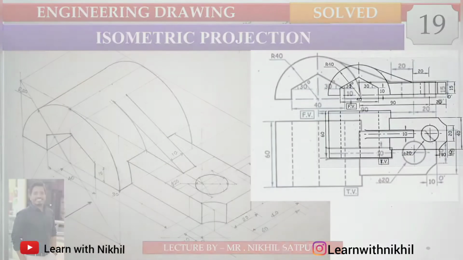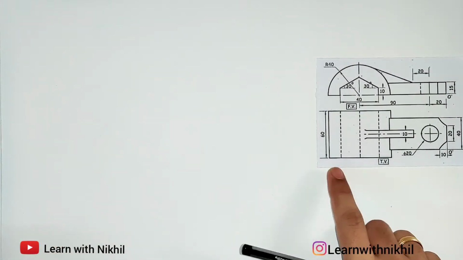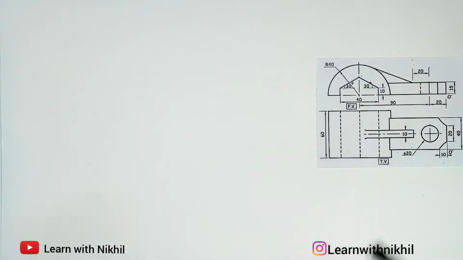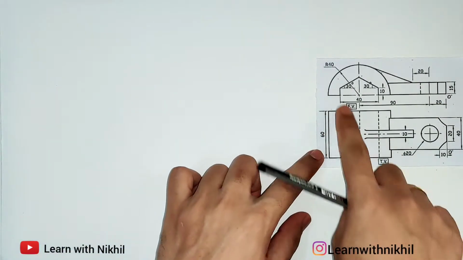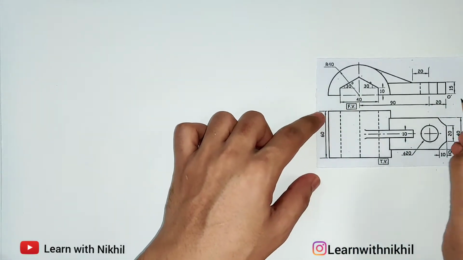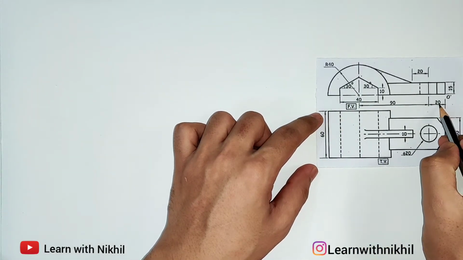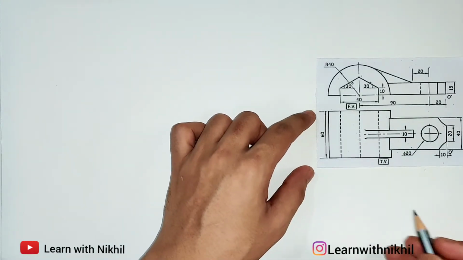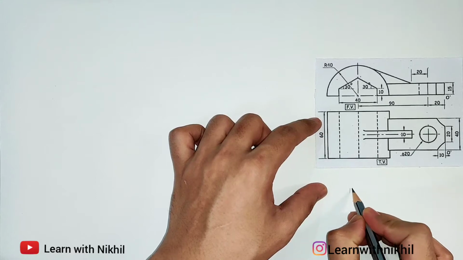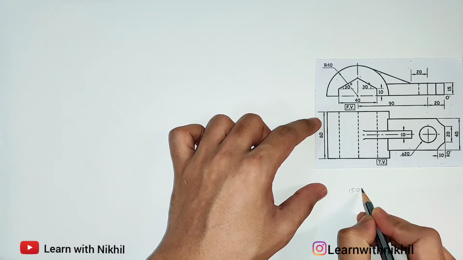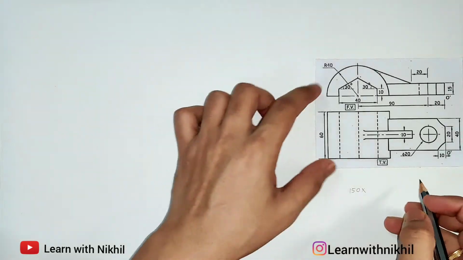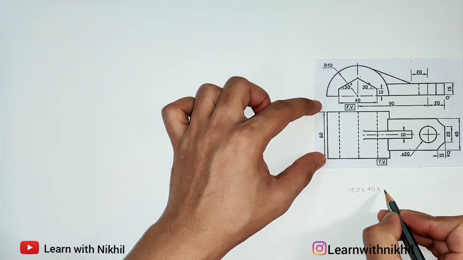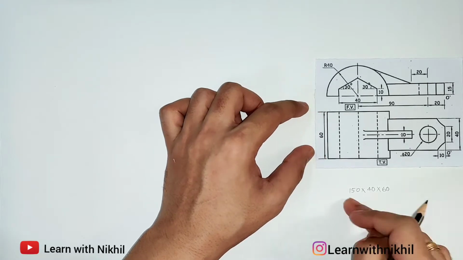So today we have taken another sum on isometric projection. First, to begin with the isometric projection, we'll find the total width, height and depth of the figure. So we have been given the front view and the top view. The total width is 150, that is 20 plus 90 plus radius of the semicircle, that is 40. So the total width is 150 millimeter. Height is nothing but the radius of the semicircle, that is 40, and depth is 60.